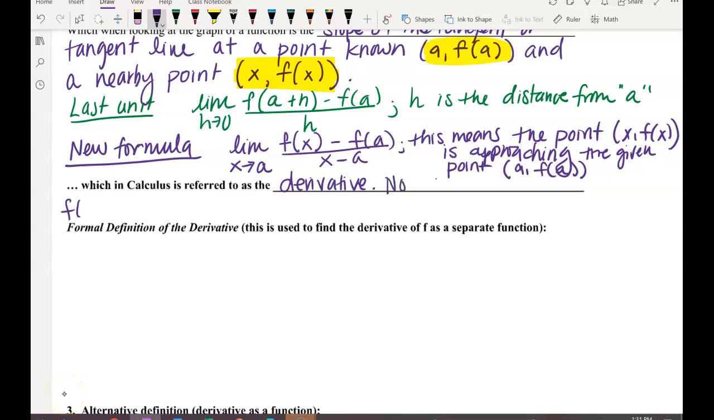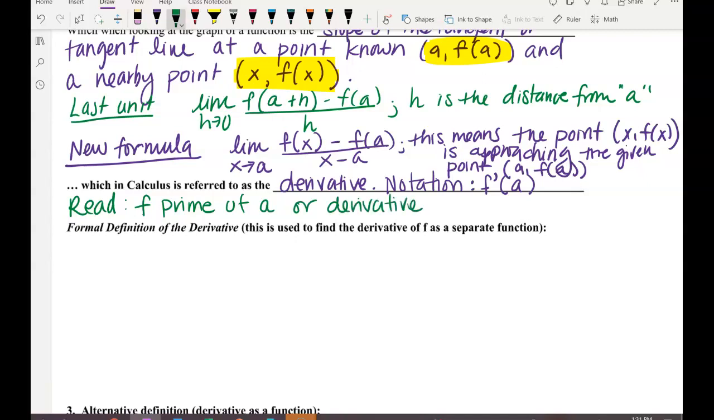Okay. And notation, guys, so we do have the notation for the derivative. The notation is f, and then there's this prime, of a. I'm going to spell it out in red. F prime of a, or derivative of f at point a.